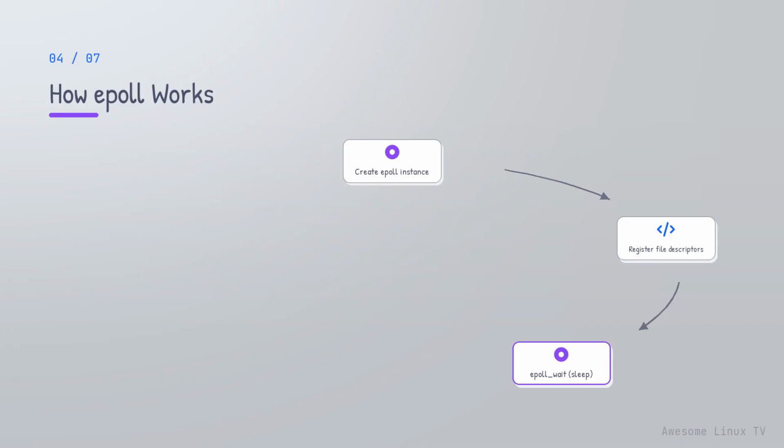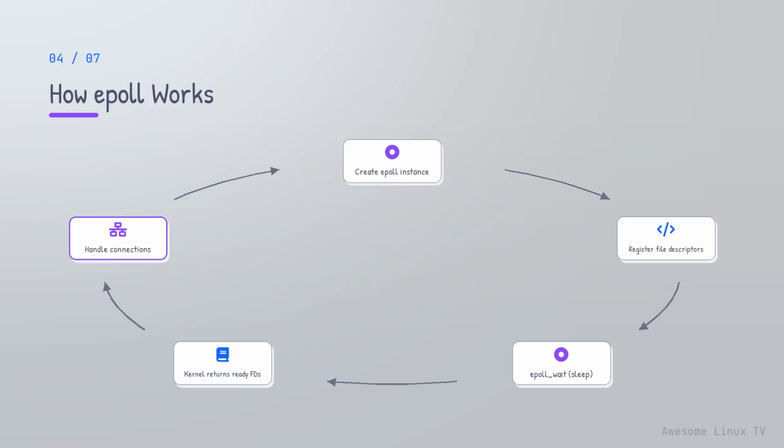That's the entire loop. The key difference from select is that epoll remembers your FD list inside the kernel. You register once, and from then on, the kernel tracks changes internally using a red-black tree and a ready list. When data arrives on a socket, a callback adds that FD to the ready list, and epoll_wait just drains that list. It's event-driven at the kernel level, not a repeated scan.